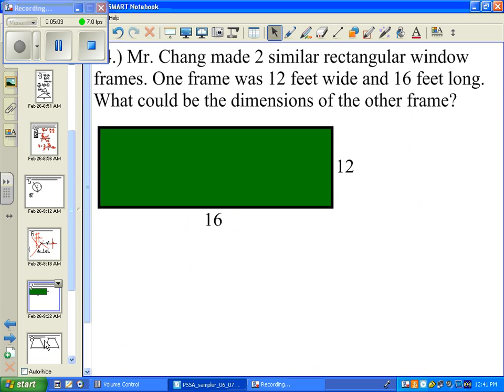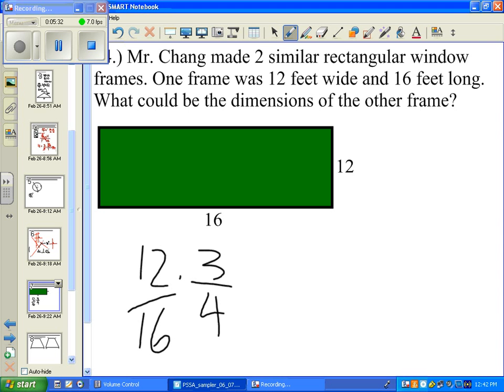Mr. Chang made two similar rectangular window frames. One frame was 12 feet wide and 16 feet long. What could the dimension of the other frame be? Well, just put this down as 12/16, and you can see that these are both divisible by 4, and we can make this equal to 3/4.